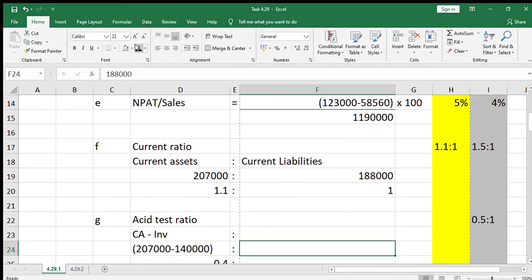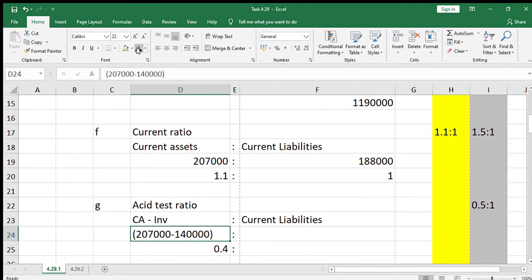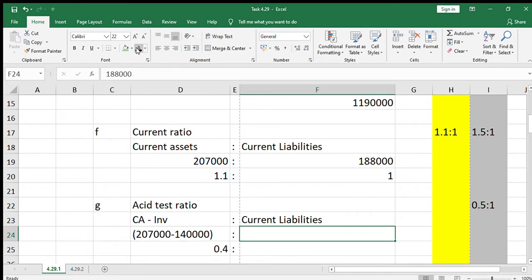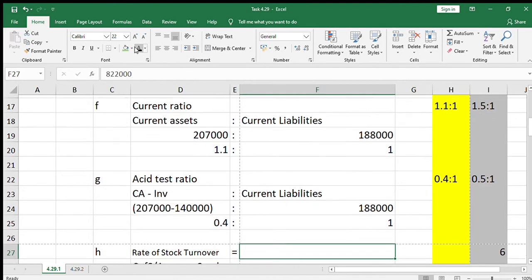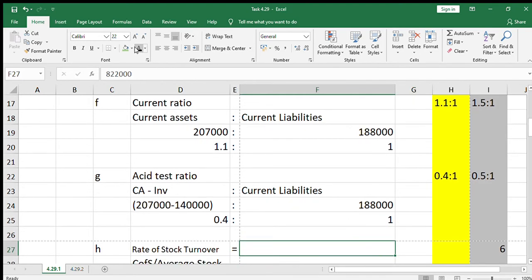The acid test ratio we know is current assets minus inventory is to current liabilities. So we take 207,000 minus 140,000 inventories, use the current liabilities figure of 188,000, and then just work it out. So we get an answer of 0.4:1. Last year it was 0.5:1. Okay, but you can already see that the acid test ratio is quite low, and obviously that may indicate problems with liquidity.